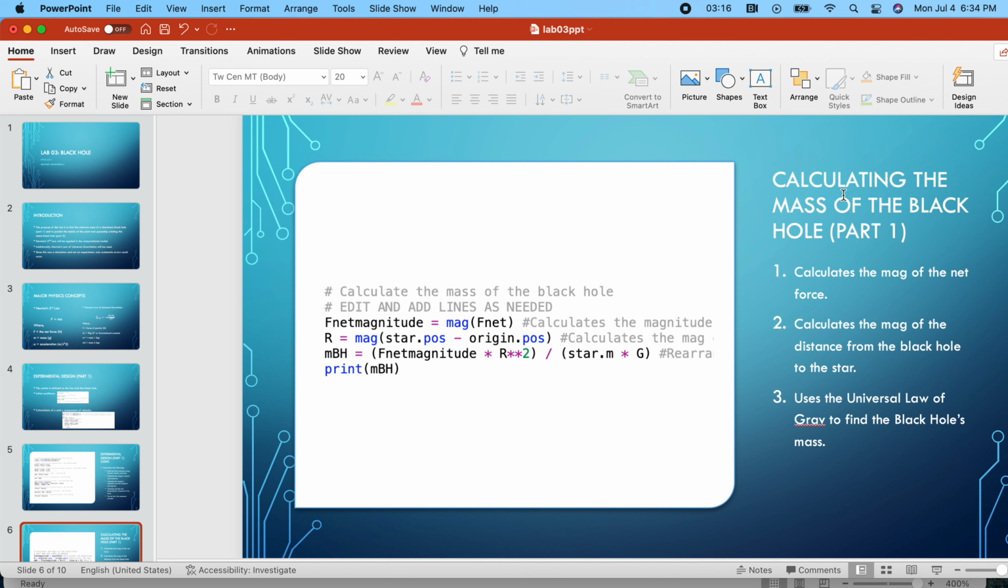And this is how you calculate the mass of the black hole. It calculates the magnitude of the distance from the black hole to the star, and it uses the universal law of gravity.